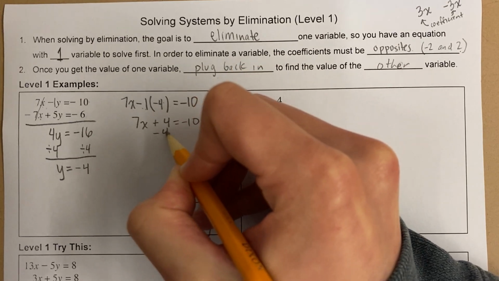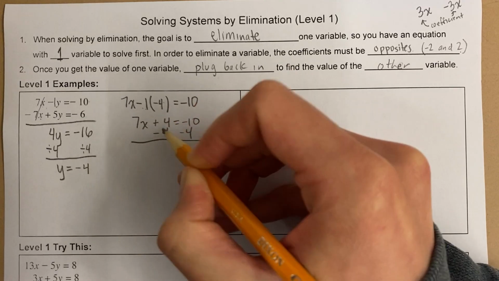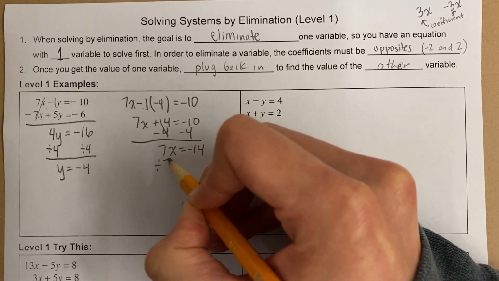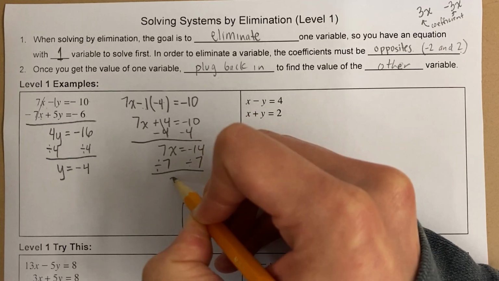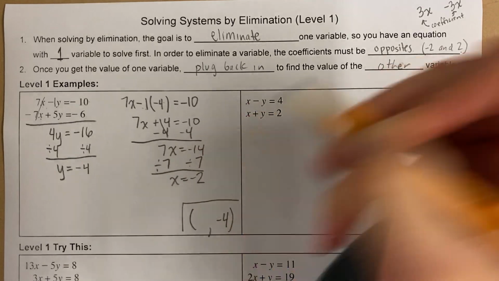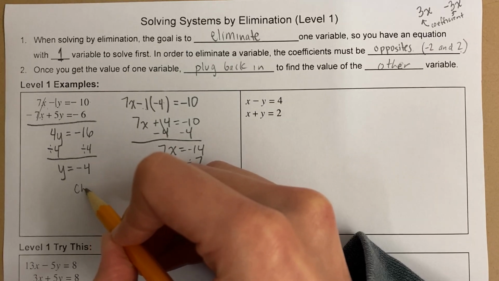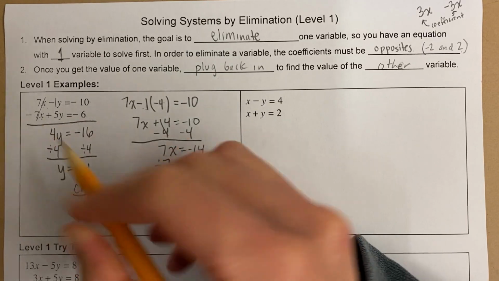I'm going to go ahead and subtract 4 from both sides because I'm trying to get x by itself. Divide by 7. And I get x equals negative 2. So I'm going to put my negative 2 right here. Let's just quickly check it really quick. I'm going to plug into this equation.